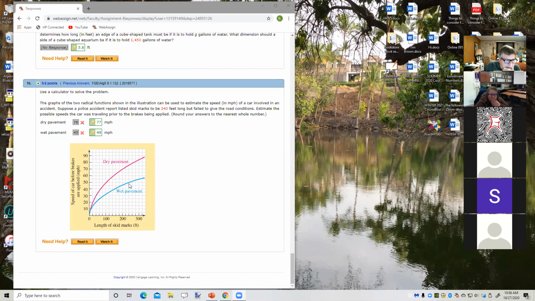And then dry pavement would be between 75 and 80. That looks to be about 76 or 77. I think I'd try 76. When that didn't work, I'd try 77. All righty.